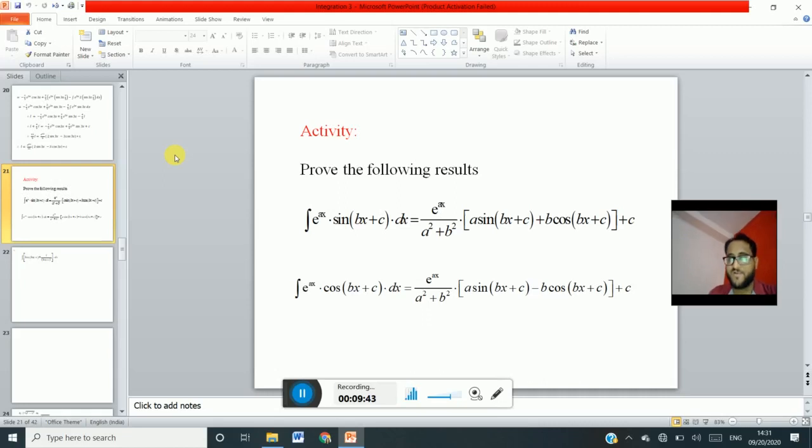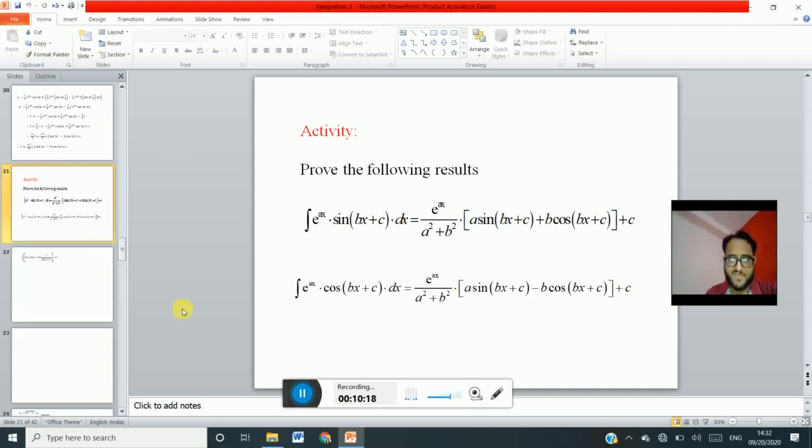The next type of integration is integration by parts, which has been removed from the syllabus. Therefore the chapter is completed here. Try to complete the examples from the exercise, and some solved examples are there also, so try to understand those. If you face any problem, contact me on the personal number, and after completing the examples of the exercise, send me the solutions of the questions on my personal number. I will check and respond to you, right.